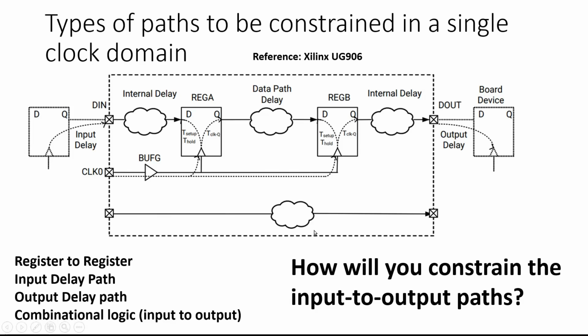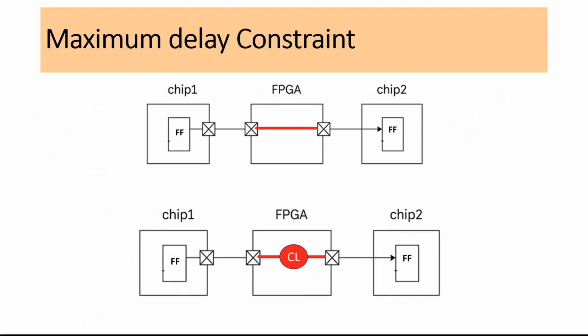Friends, in this video we will discuss what is the requirement to constrain input to output paths. How should we constrain these paths? Friends, I am considering the first category of paths where only a single input is passing to a single output. That means there is only a single line that is going from input port to the output port. And there are two types of it.